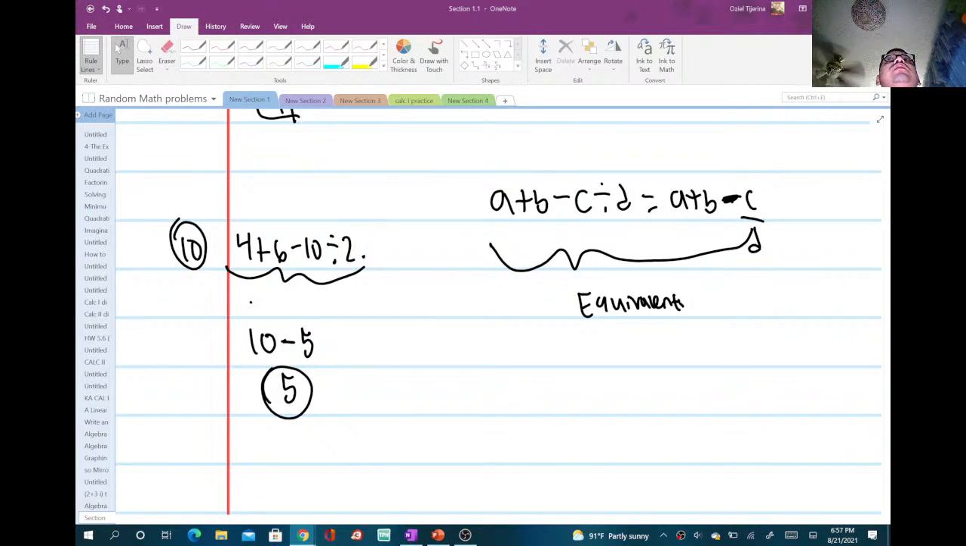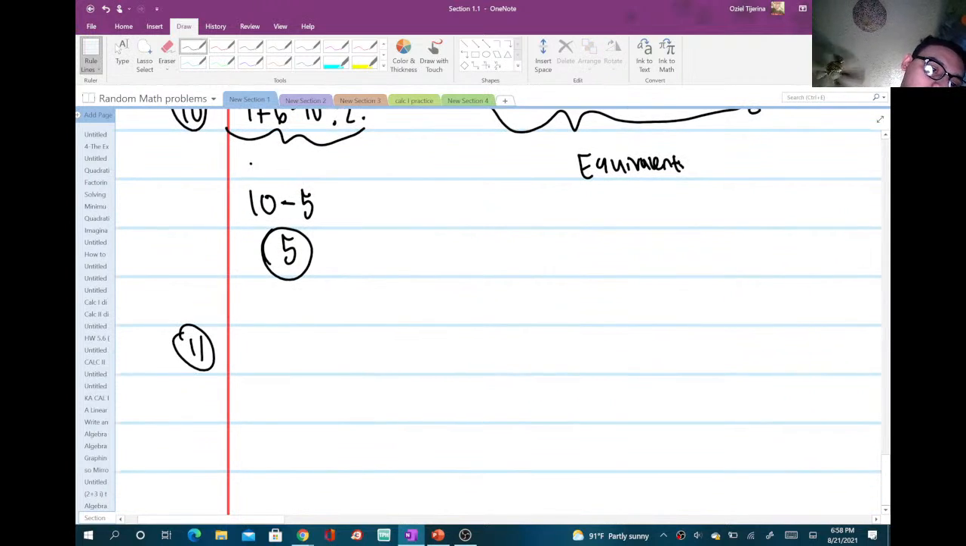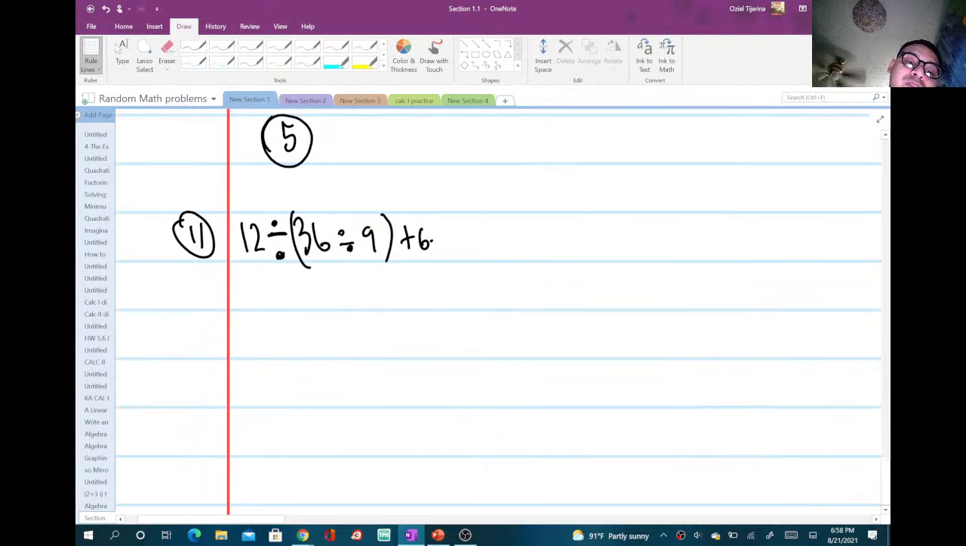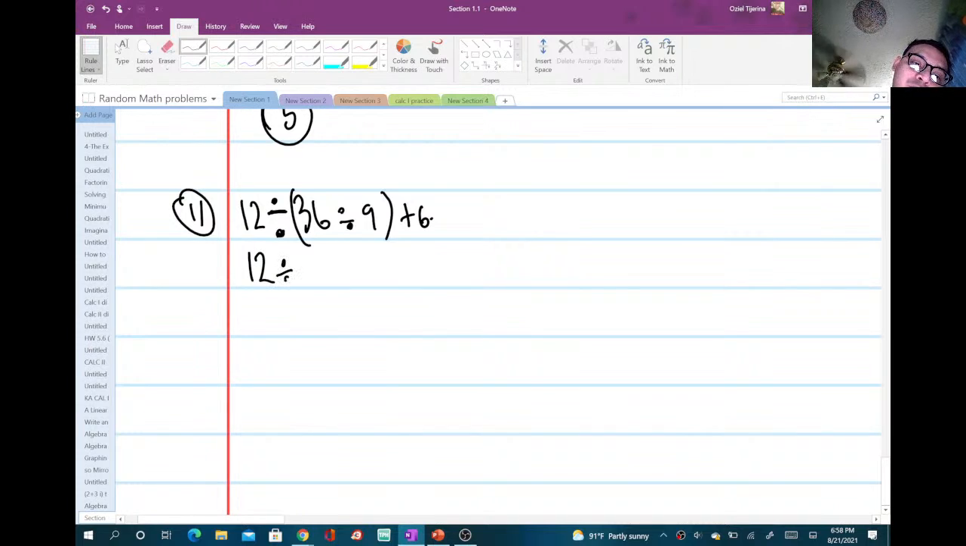Okay, so I'm going to move on. Let me do number 11. Number 11 says 12 divided by the quantity 36 divided by 9 plus 6. So we're going to do what's inside the parentheses. We have 12 divided by, and then 36 divided by 9 is 4, and then plus 6.